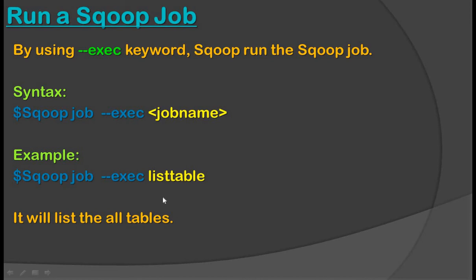In this way, we do not need to write the whole Scoop statement here. We only need to write the name of that Scoop job. One time we need to create a job, and whenever that Scoop statement needs to execute, we can execute it this way. Like this, you can execute any Scoop job. So let's see the next thing.